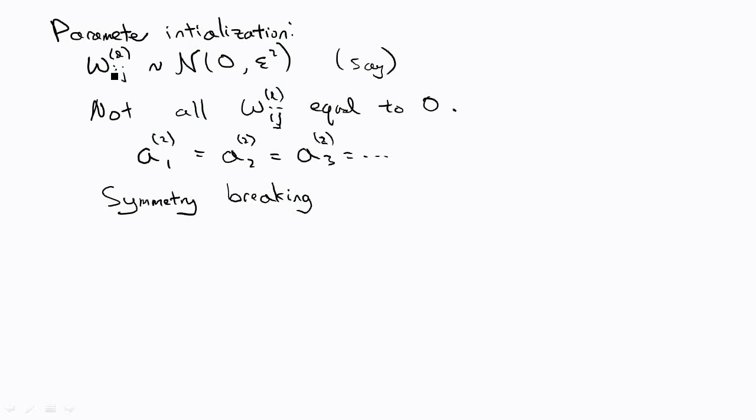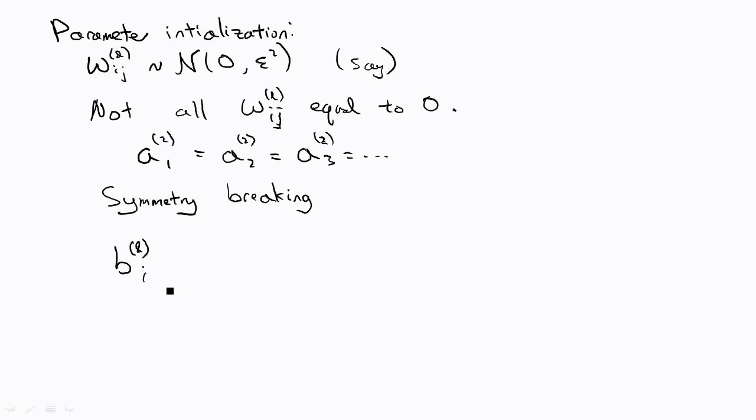Let's see. So we initialize these weights W to random values, not 0. The bias values b^[l]_i can be initialized to 0 or randomly. Usually it doesn't make a huge difference either way.